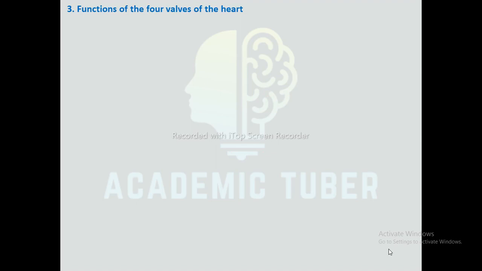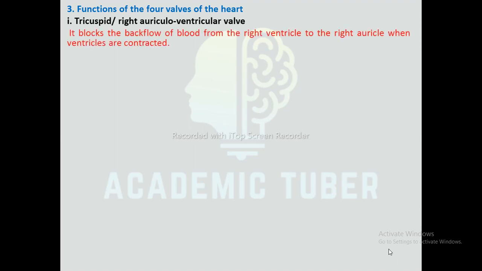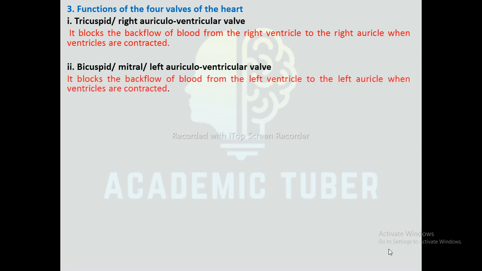Function of four valves of the heart. Tricuspid, right auriculoventricular valve. It blocks the backflow of blood from the right ventricle to the right auricle when ventricles are contracted. Bicuspid, mitral or left auriculoventricular valve. It blocks the backflow of blood from the left ventricle to the left auricle when ventricles are contracted.